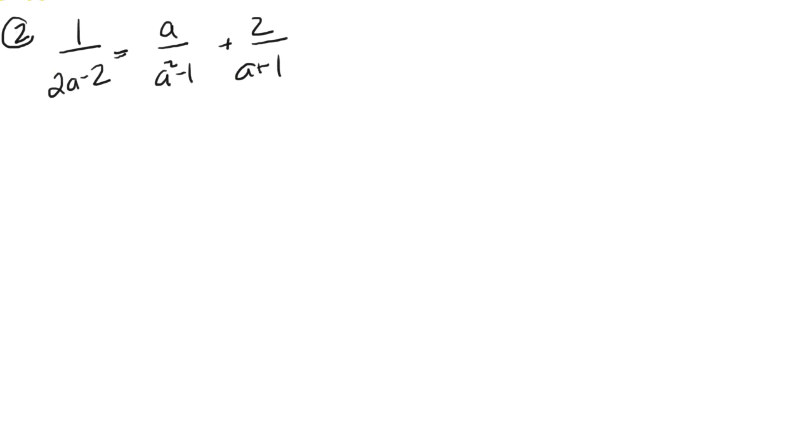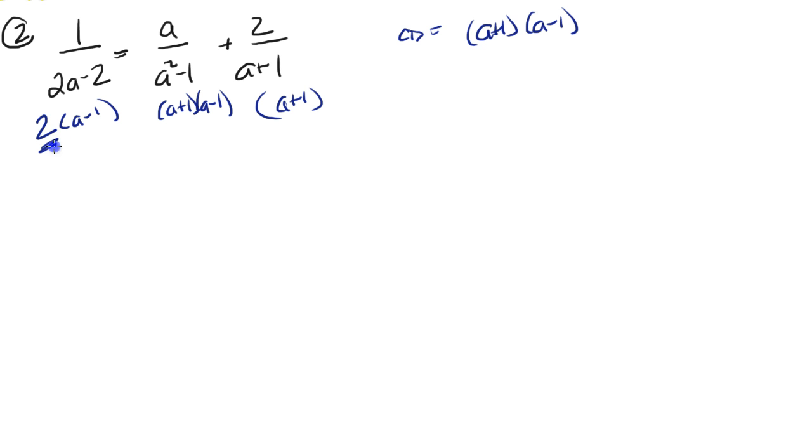All right, we're going to follow the same steps. So first, go back to the bottoms and see what your common denominator is going to be. Take out a 2, I get a minus 1. Hopefully you see it's a plus 1, a minus 1 floating around in this problem. That's the bottoms. So my CD in this problem is going to be a plus 1, a minus 1. But I also have this 2 floating around. So I've got to put the 2 out there also.